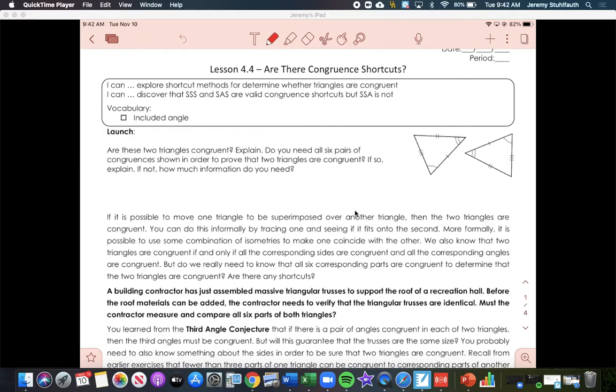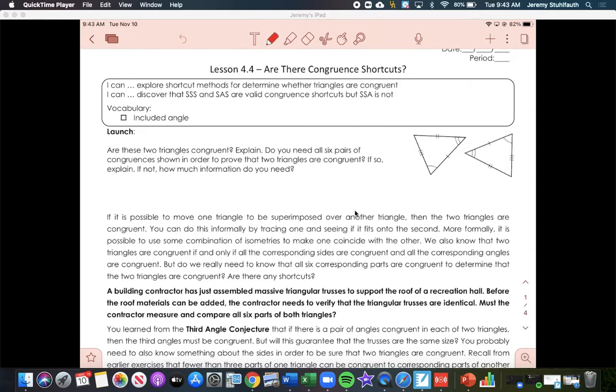So I want you to take a look at this warm-up, this launch activity, and go ahead and work through it. Pause the video, and then when you're done working through it, we will go over it. So pause the video now and attempt it, and then unpause it to see the answer. It says, are these two triangles congruent? Explain. Do you need all six pairs of congruences shown in order to prove that two triangles are congruent? If so, explain. If not, how much information do you need?